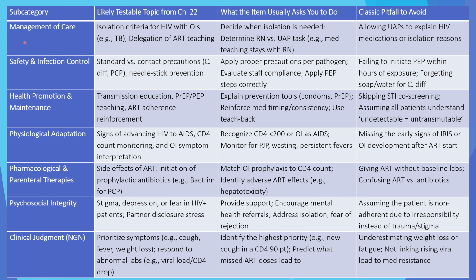Okay, we have more management of care. You see, they talk about isolation. I think every chapter that has infection, they talk about isolation. What type of isolation? What type of infection does the person have? So be careful that with HIV, they can potentially get TB, and decide when isolation is needed. Determine RN versus the CNA task.